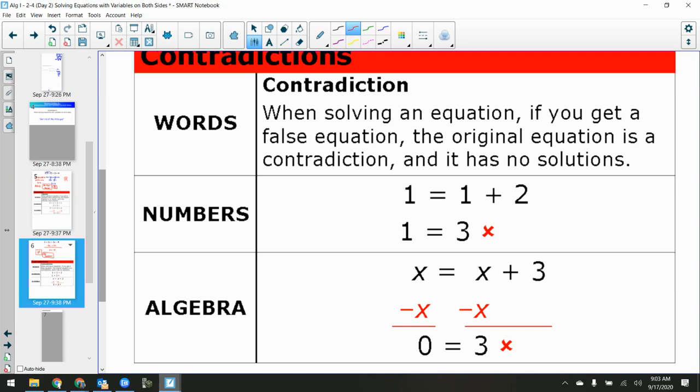With solving an equation, if you get a false equation in the end, the reason we knew it was a contradiction was because we got 3 equals negative 4, which last time I checked, 3 was not equal to negative 4, right? You get a false statement. When it's a false statement, it's no solution. All right, start doing the next one down below.